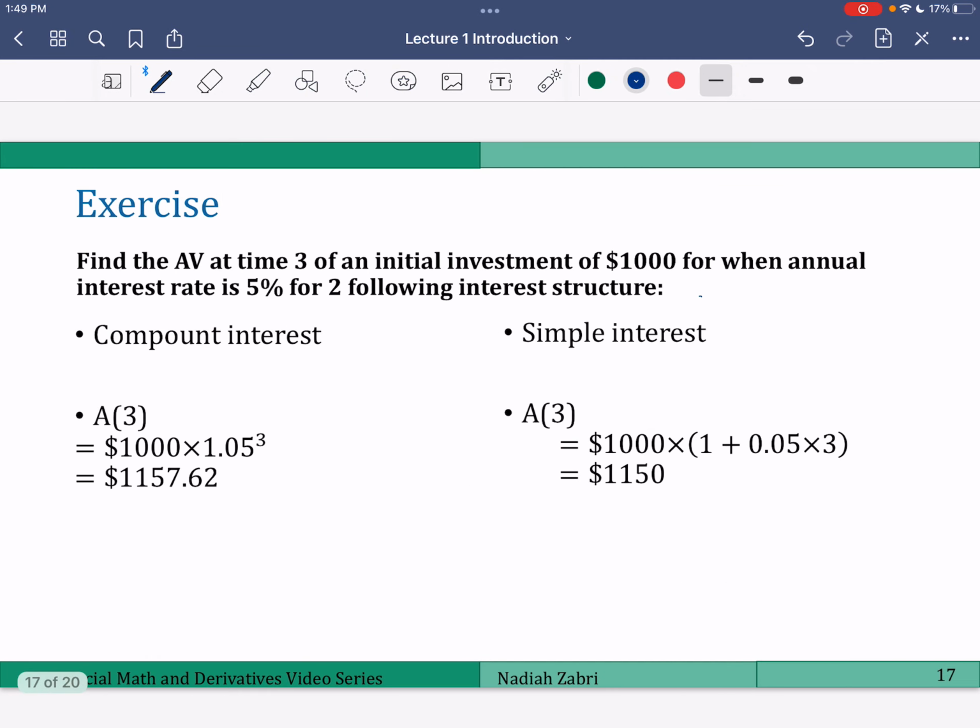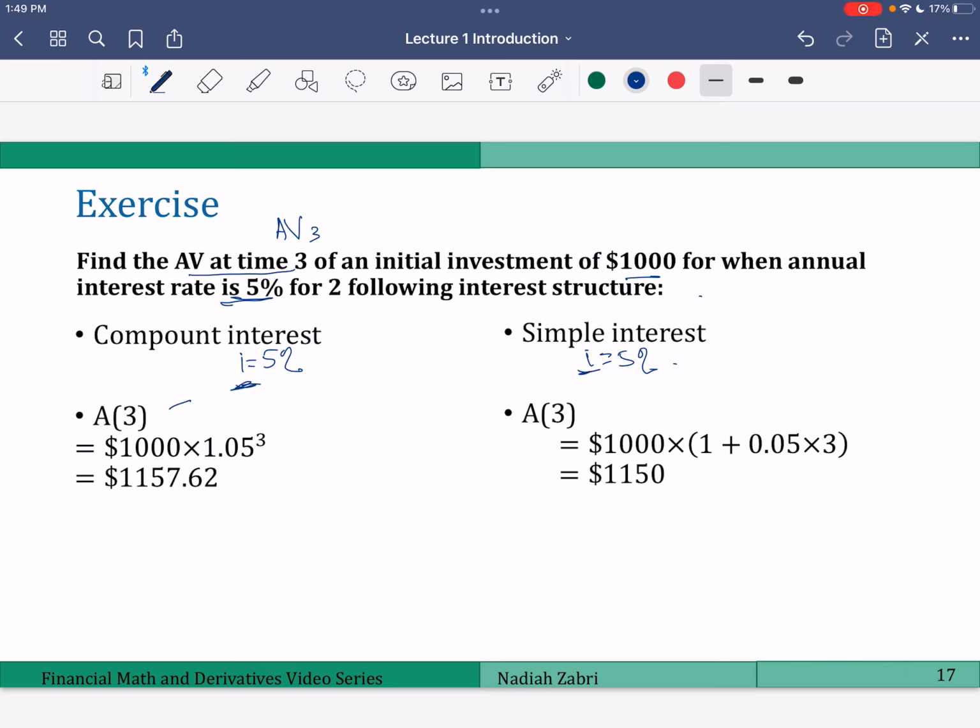Okay, let's do an exercise to compare the impact of compounding interest and simple interest. We want to find the accumulation value at time 3, basically AV3, of an initial investment of 1,000 when the interest rate is 5% for both. So here the i is 5% and here also the i is 5%. But as I said, this i and this i are not equivalent. So let's find the AV3.